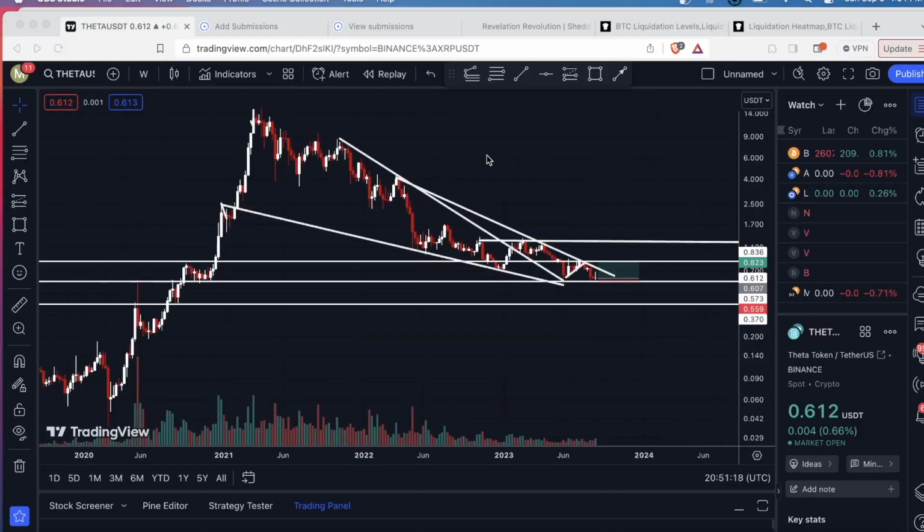Hey guys, what's going on? It's been a little over a month since I last took a look at Theta. So that's what I'm going to do now, just give you guys an update. And I'm going to start on the weekly time frame to give you a macro overview of the price history.